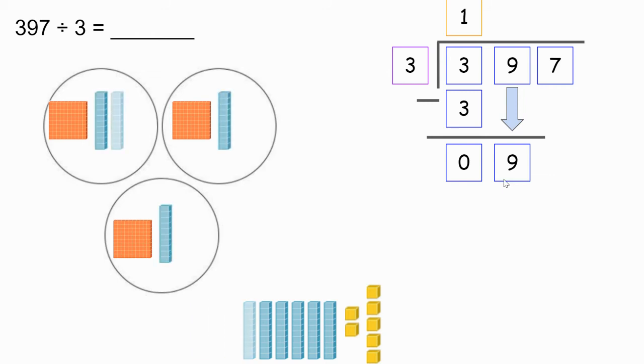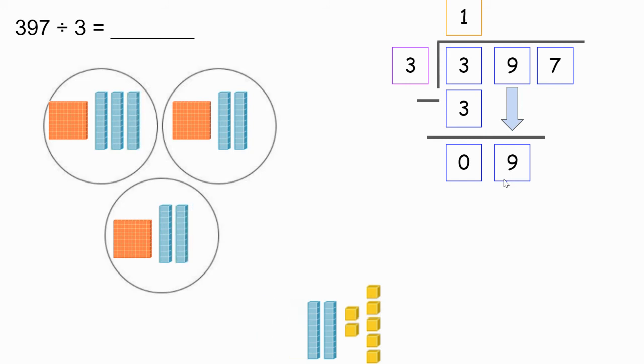We can do this by giving each group 1 rod at a time until we run out of rods to share. All right, so we're out of rods. We can see each group has 3 rods in it. We can record that here by writing 3 rods per group.